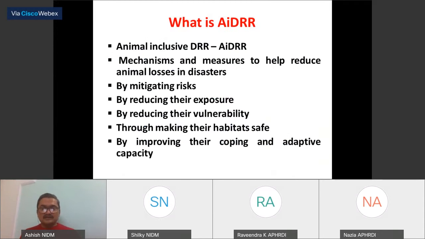So we should be worrying about all these aspects in times to come if we really want the human species to survive in future. So what is basically animal inclusive DRR? These are those kinds of mechanisms, those kinds of measures, which actually help reduce animal losses in times of crisis, in times of disaster. How do we do that? We go for mitigating their risks, reducing their exposure, and reducing their vulnerability. We also try to make their habitats safe and improve their coping and adaptive capacities.